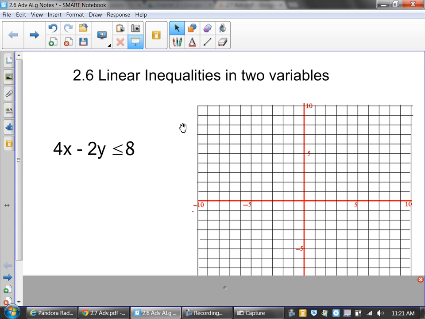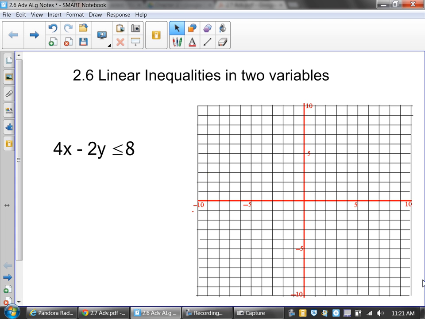Back to good old-fashioned graphing again. What we're going to be doing is graphing and shading y equals mx plus b. So a couple of quick reminders when you're graphing these things.